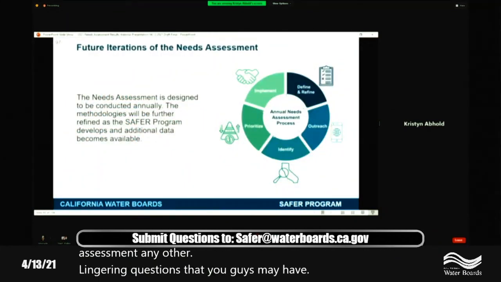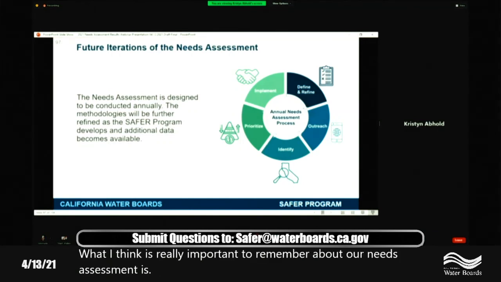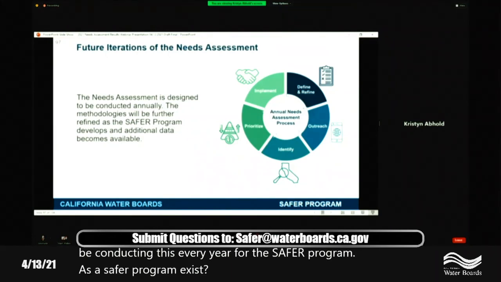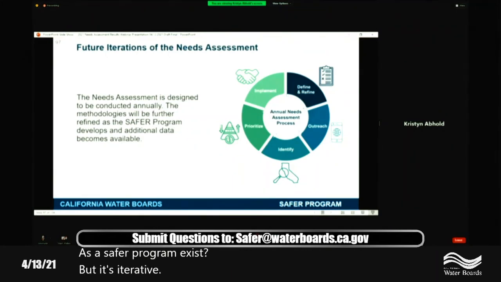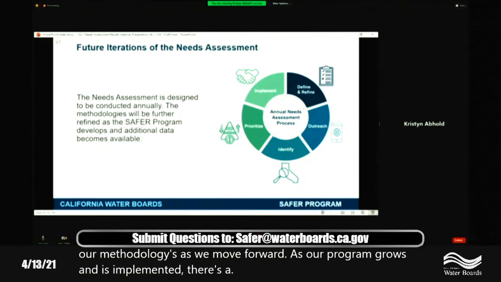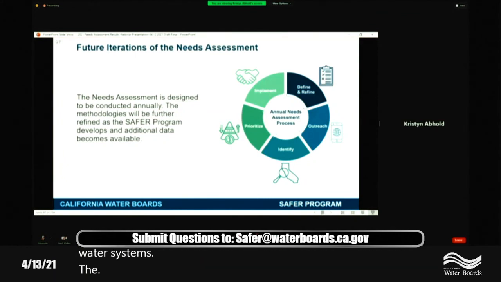What I think is really important to remember about our needs assessment is really two things. It is an annual assessment. We will be conducting this every year for the SAFER program, as long as the SAFER program exists. But it's iterative. So we definitely plan on refining and improving our methodologies as we move forward. As our program grows and is implemented, there's a lot that we're going to learn from water systems, from the public, from each other, that we're going to want to incorporate into our needs assessment.